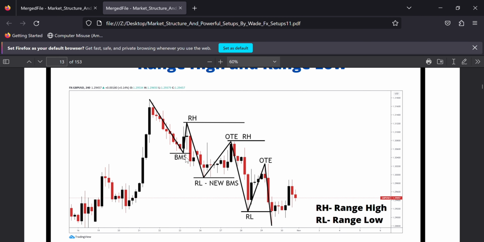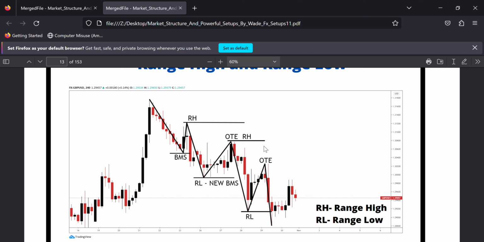We have expansion, retracement, expansion, retracement, expansion, range low, BMS because the market broke the structure, range high because the market stopped here before moving down again, range low as I told you, OTE, range low. OTE means the market moved from low to these levels of the Fibonacci.